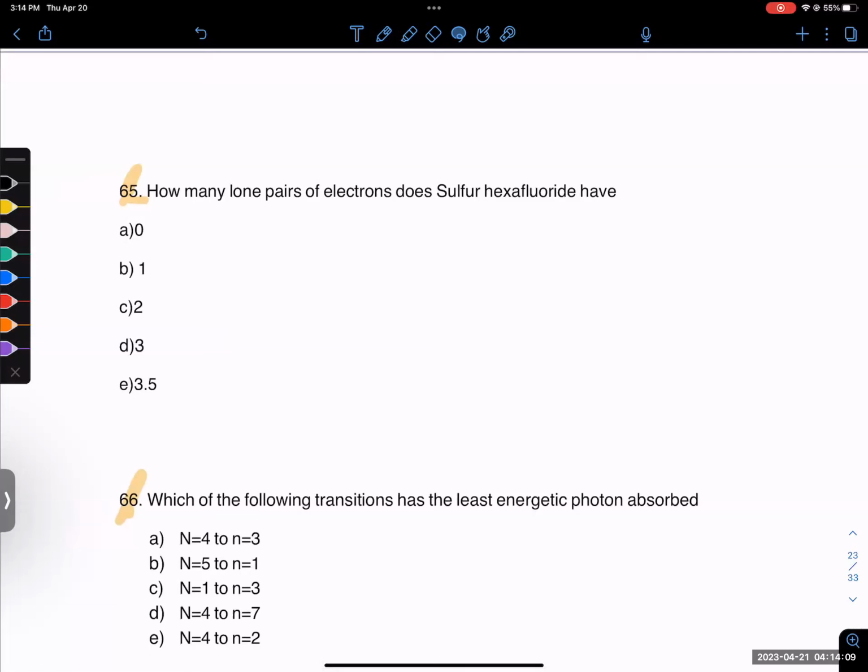All right, so let's go ahead and jump straight to 65, where we're talking about what's the principle that we're dealing with here. We're talking about lone pairs and sulfur hexafluoride. We're probably talking about Lewis structures, right? So how would you know how many lone pairs of electrons sulfur hexafluoride has? And let's be specific. Let's say on the sulfur atom.